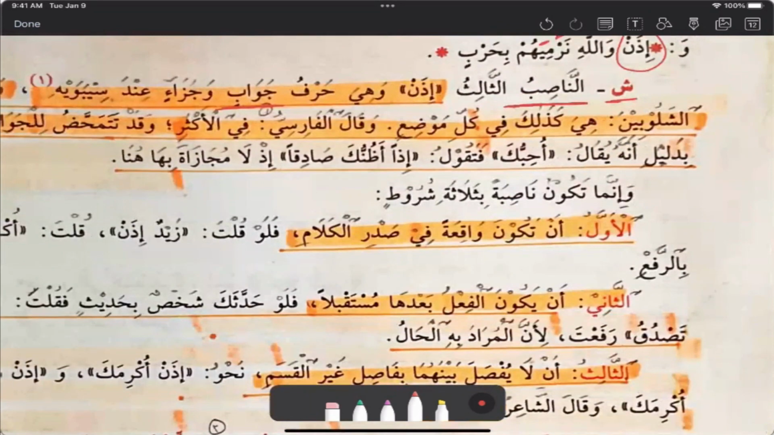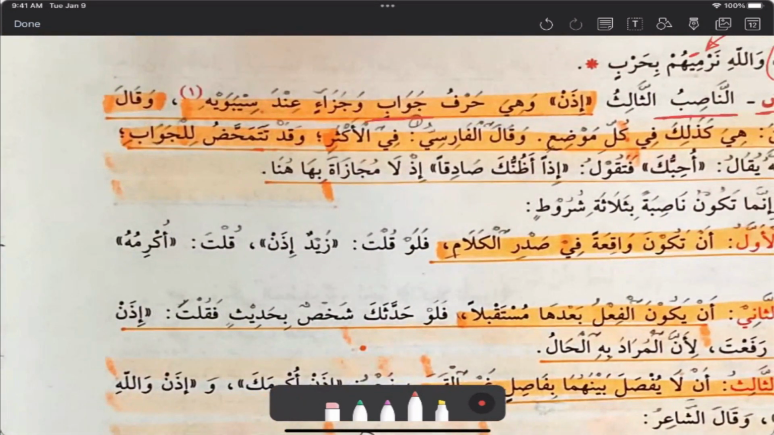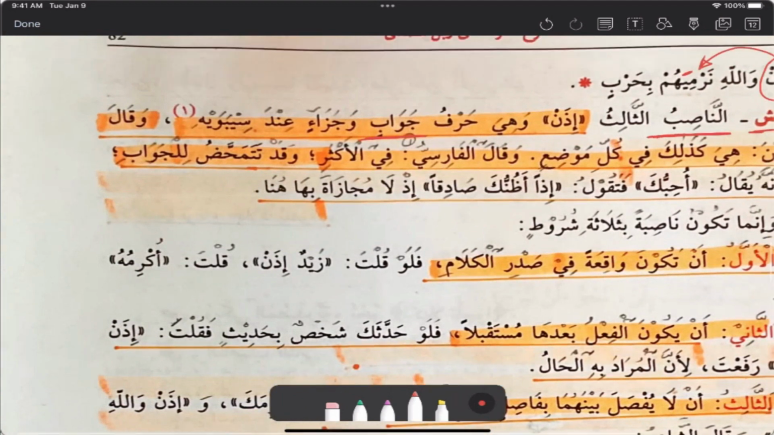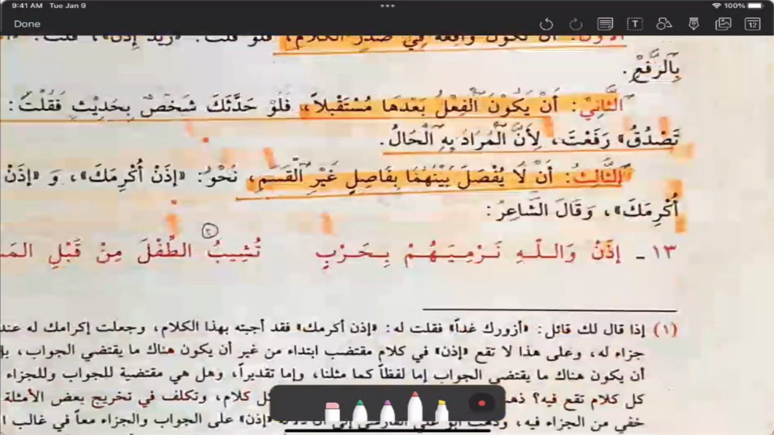وقال الشلوبين هي كذلك في كل موضع. Ash-Shalubin said, this is its case in every spot, wherever it falls, this is its case. وقال الفارسي في الأكثر. And Al-Farisi said, most of the time. The author of Al-Halabiyat, we've mentioned him already, Al-Farisi.